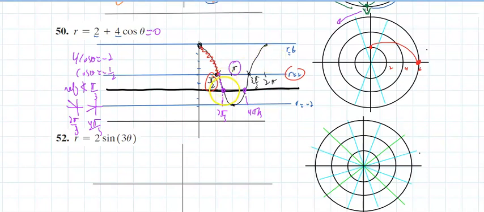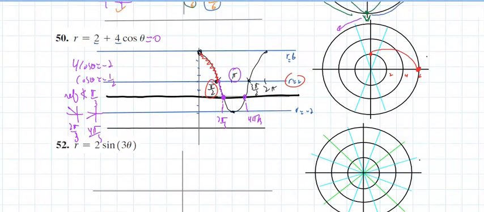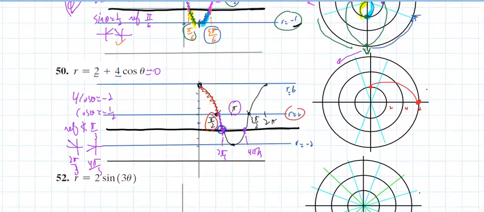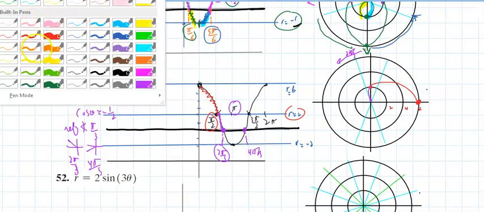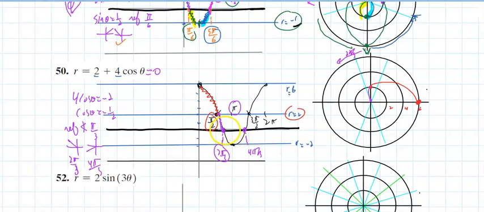Well, by the time I start at pi over 2. By the time I hit 2 pi over 3, there's 2 pi over 3. I'm going to zero out right there. And then what? Now, r is negative between 2 pi over 3 and pi. By the time I reach pi, I am at negative 2.